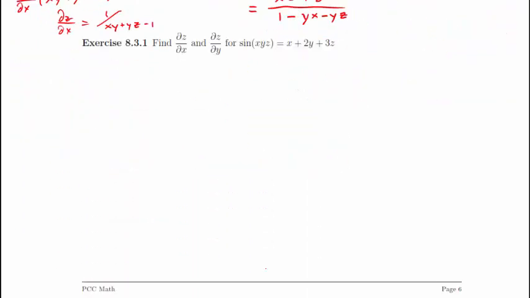Last exercise of this entire packet. You guys go for it. Exercise 8.3.1. Find the partial of z with respect to x and the partial of z with respect to y for sine of xyz equals x plus 2y plus 3z. Pause the video. I will be back with you in just a few moments.